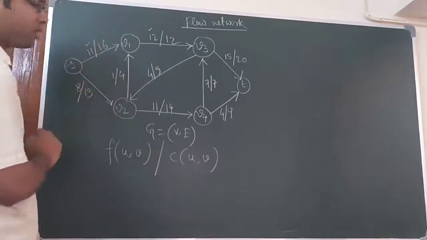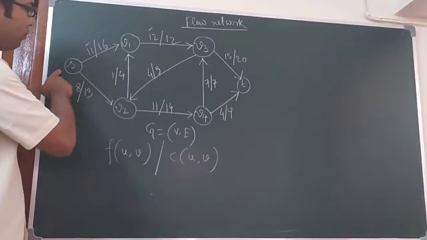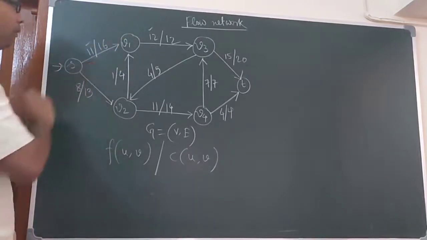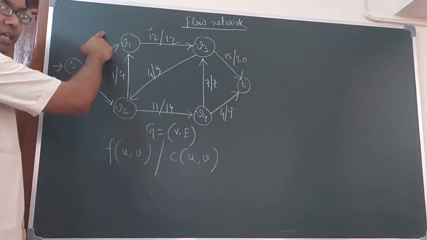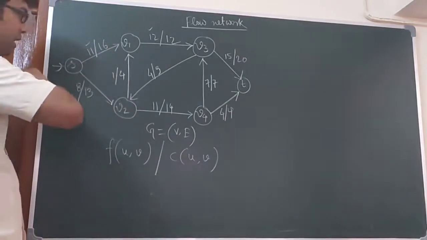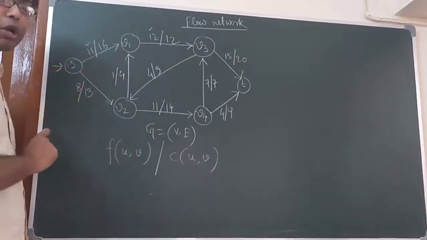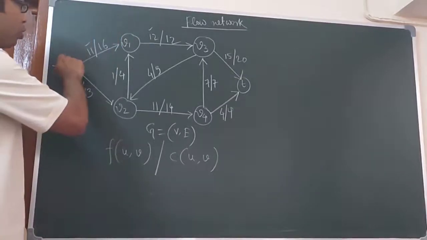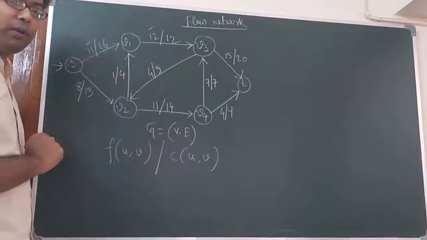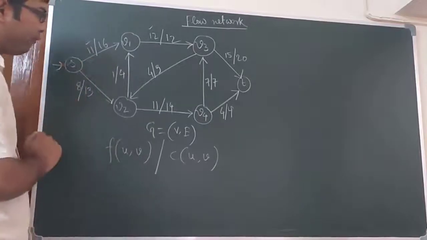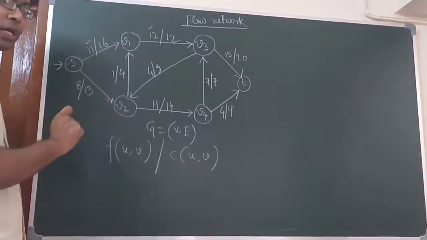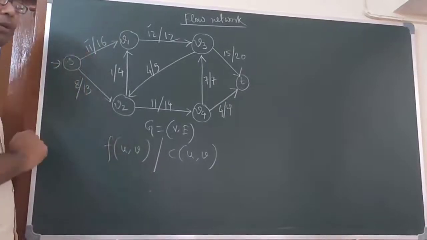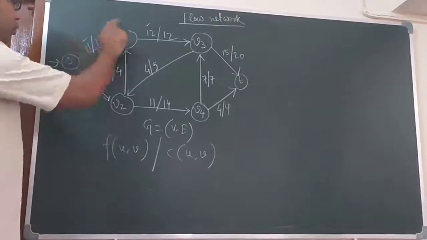So 11/16 means that from the start node, the source S, to V1, the capacity is 16. That is, we can transmit 16 units of any material from the source to node V1, and the flow is the current situation. Currently we are transmitting 11 units of flow from S to V1.